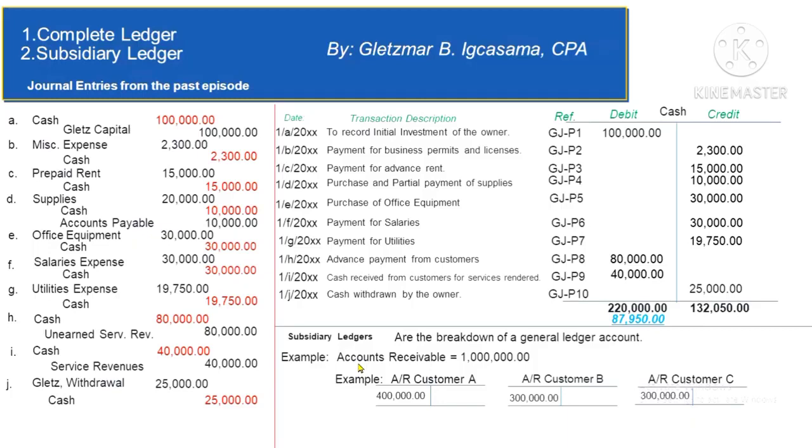And that's it for the ledger. And by the way, the posting of these journal entries to the ledger is also technically known as classification of transactions, or simply classification.